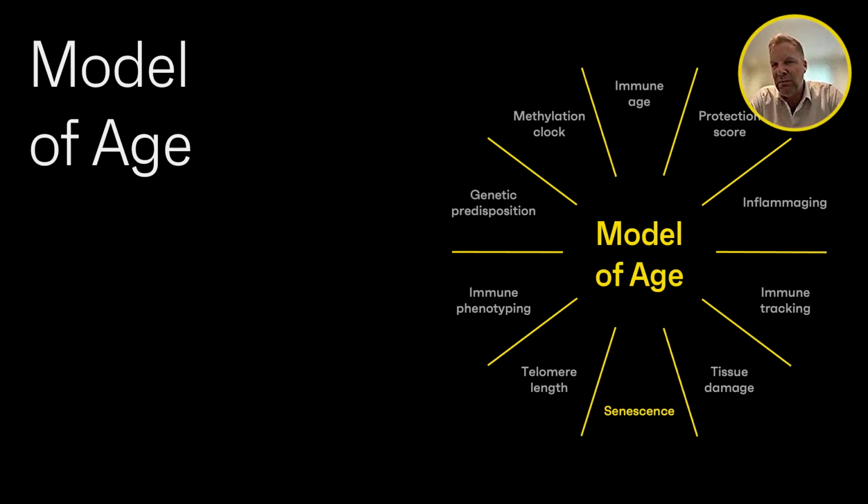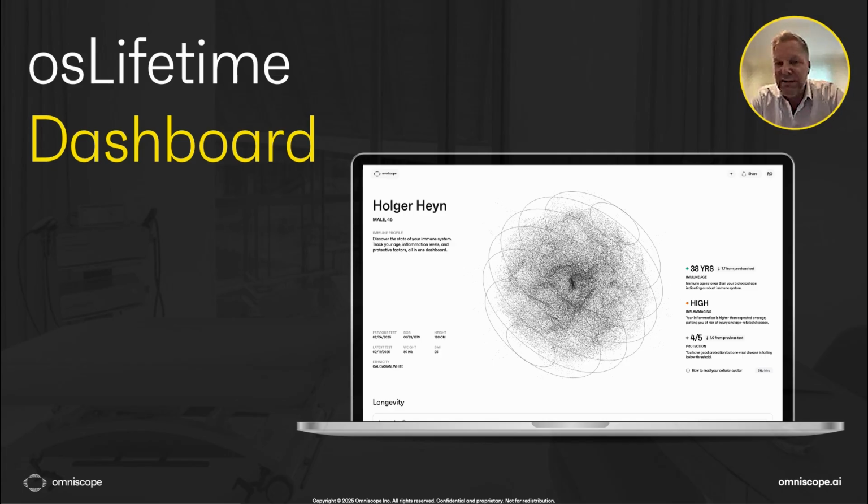But Immunage is only one feature that we use to generate a more holistic model of age. We use our proprietary sequencing methods to look at Immunage, protection score, inflammation, and immune tracking. These features are integrated with more classical assays such as senescence, telomerase, or methylation clock assays. Together, we build a model of age, which we visualize through a web application, which initially starts with an avatar, together summarizing those different aging-related features.